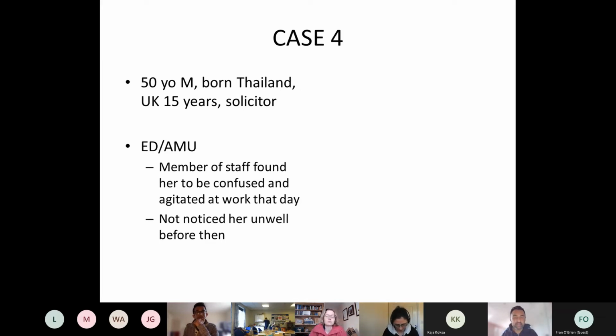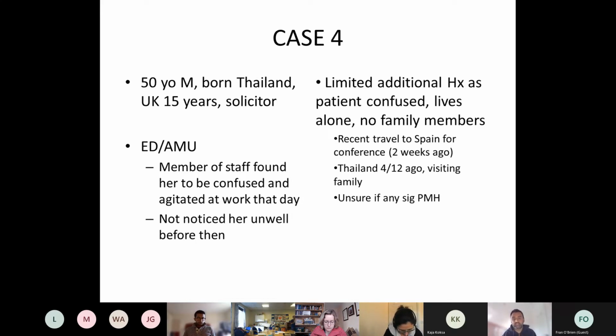So a 50-year-old man, lived in the UK for about 15 years. He presented to A&E because a member of staff found her confused and agitated at work that day. Not noticed to be unwell before, though, so this is quite unusual behaviour. There was limited additional history, as the patient was very confused, but we managed to get that she lives alone, no family members. There'd been recent travel to Spain for a conference a couple of weeks ago, and a trip to Thailand 4 months ago where she was visiting family. Apart from that, there really is no significant past medical history we can get out of her.